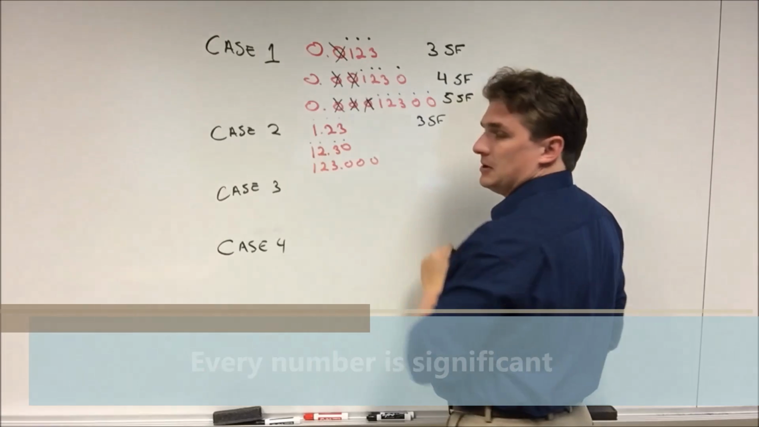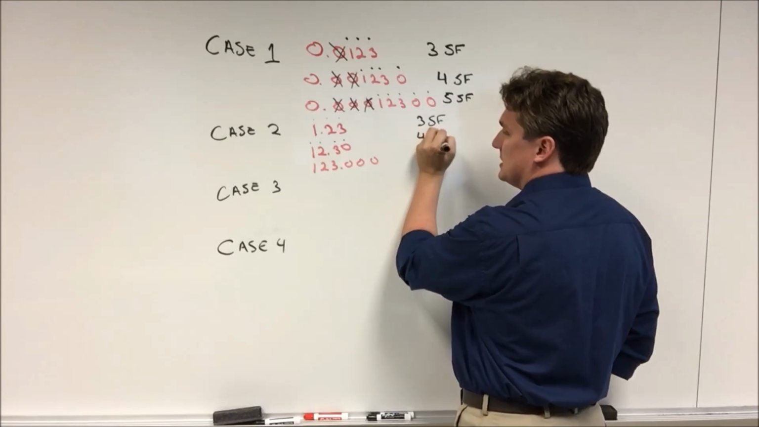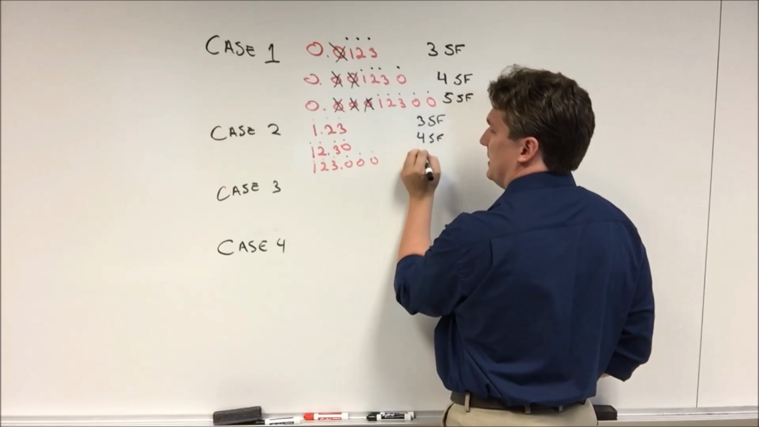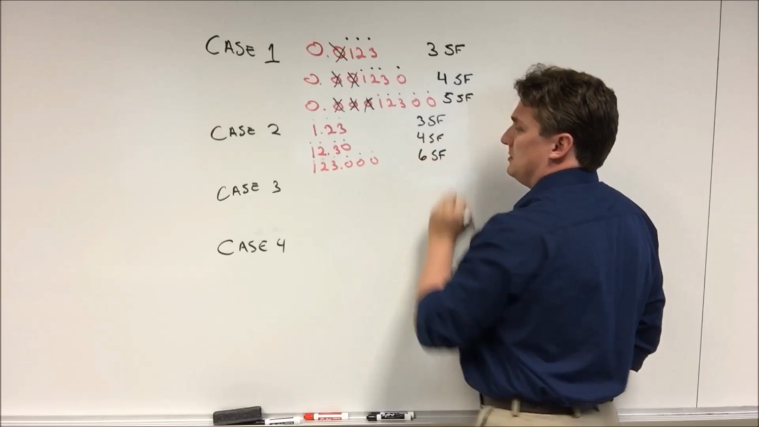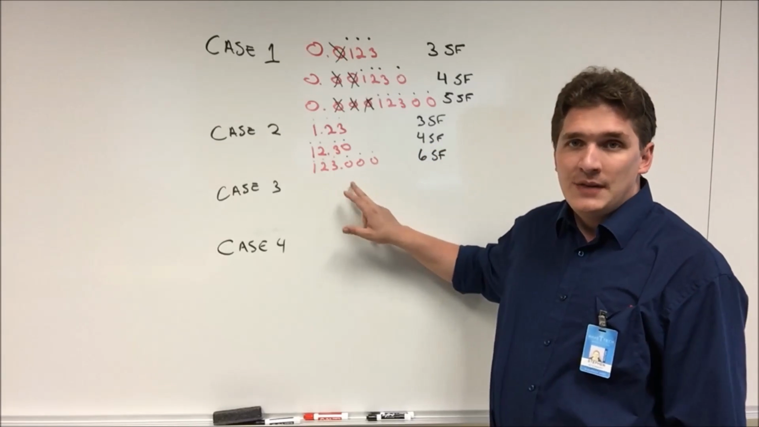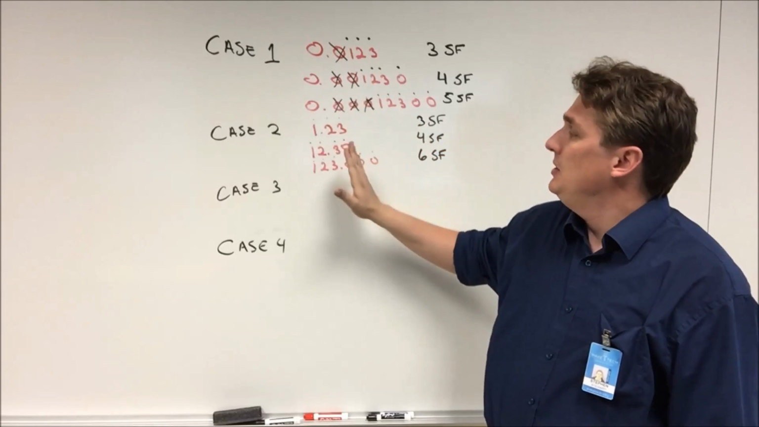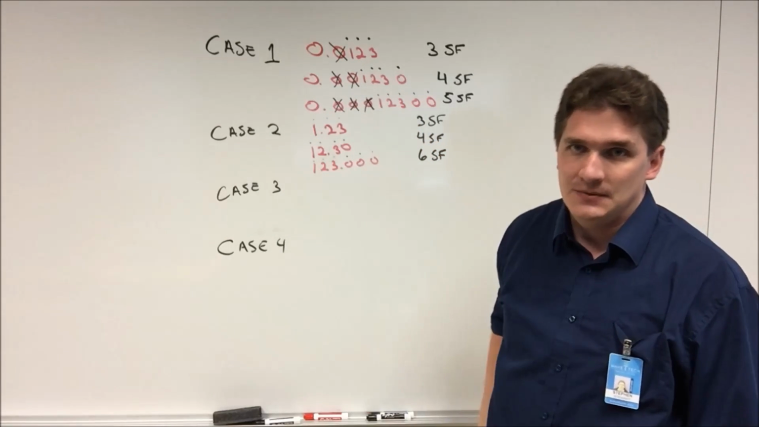1, 2, 3, and 0 are going to give us 4 significant figures. 1, 2, 3, 0, 0, 0. These are 6 significant figures. Again, if you have a decimal point and you don't have leading zeros like you do here, you're going to count every number as significant.